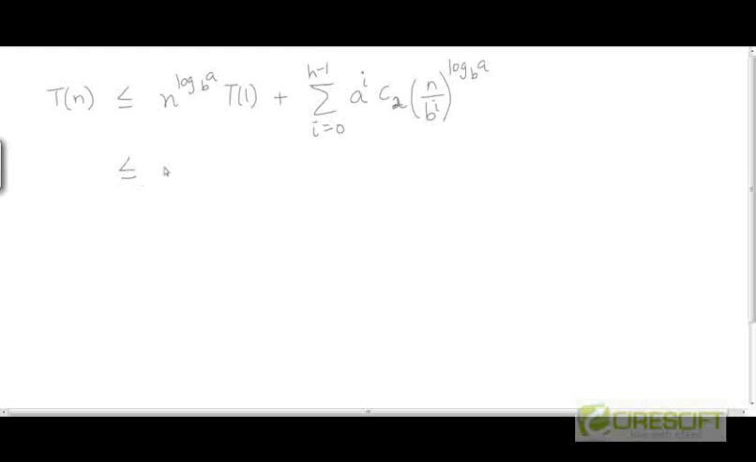This means T of n is less than or equal to n to the power log of a base b times T of 1 plus, let's pull out the terms that are independent of i. c2 is a constant independent of i, and n to the power log of a base b is also independent of i. So what's left inside the summation is a to the power i in the numerator and b to the power i, the whole thing raised to the power log of a to the base b.